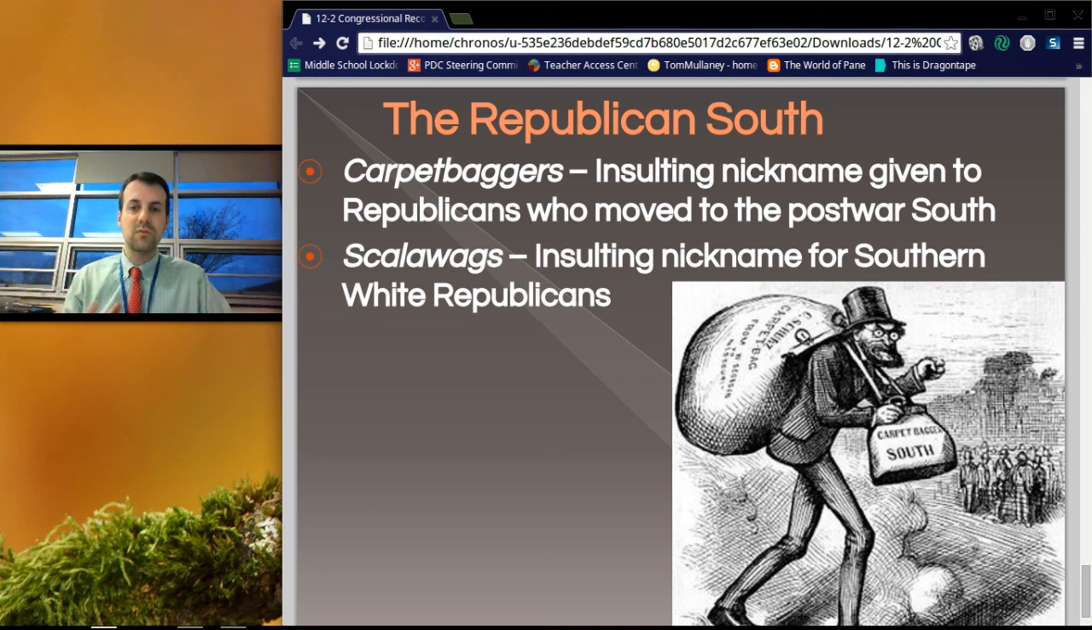what's called, these are two vocabulary words it's important to know: carpetbaggers, an insulting nickname given to Republicans who moved to the post-war South. They were thought to be moving there to be elected, to have prominence. And scalawags. Scalawags was an insulting nickname given to Southern white Republicans.